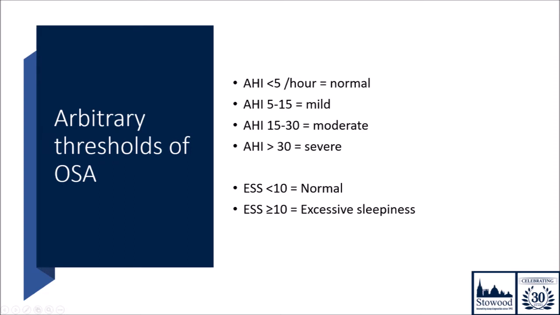Arbitrarily, the AHI is cut off into categories, with less than 5 events per hour being described as normal. Individuals who have between 5 and 15 events per hour have mild obstructive sleep apnea, 15 to 30 moderate, and more than 30 events per hour have severe obstructive sleep apnea.